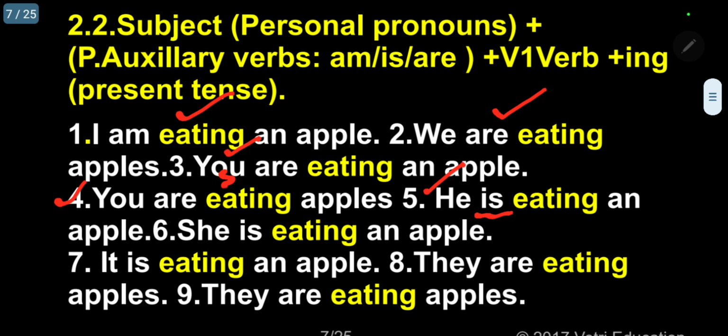It may be a monkey. It may be a parrot. Okay. Now, they are eating apples. I am repeating two times. Kindly listen to me. This is very, very important.